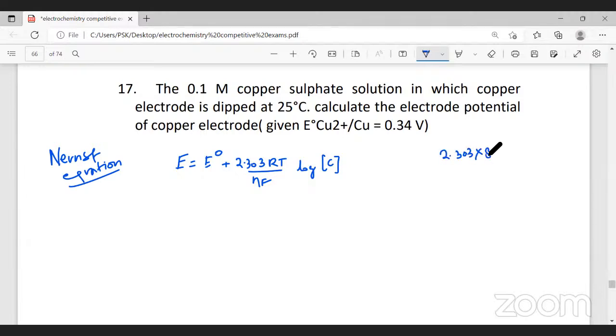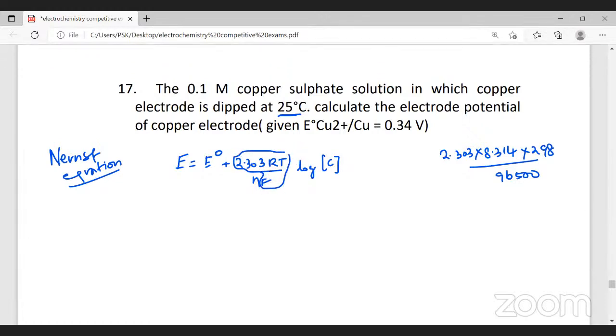2.303, and the R value is 8.314. 25 degrees Celsius means 298 Kelvin. And Faraday, we know, is 96,500. If we take these values and simplify, you will get 0.0591. So at 25 degrees Celsius, the Nernst equation can be written as E is equal to E naught plus 0.0591 divided by n log of C, the log of concentration of the solution's metal ions.